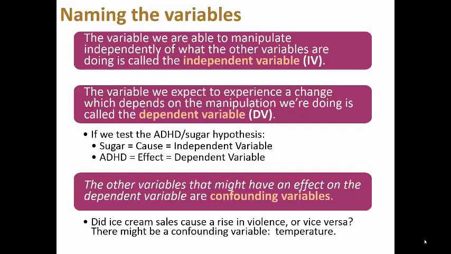Other variables that might have an effect on the dependent variable are called confounding variables. So did ice cream sales cause a rise in violence or vice versa, as we talked about? There actually might be a confounding variable, which would be temperature.